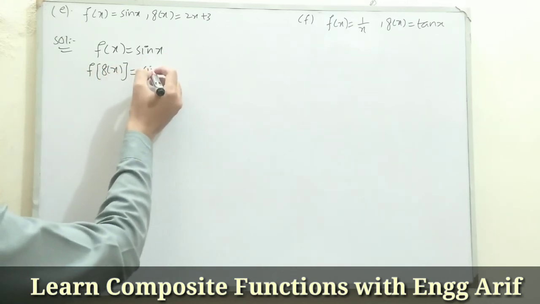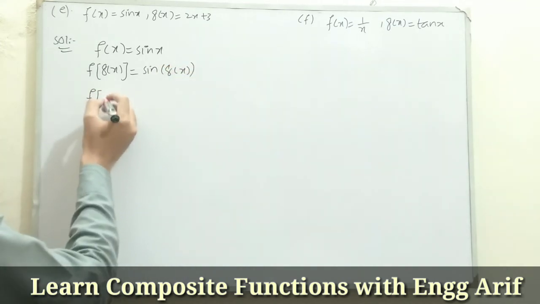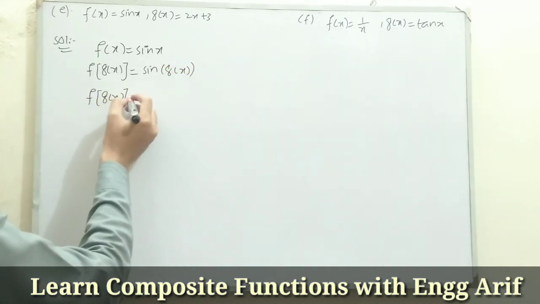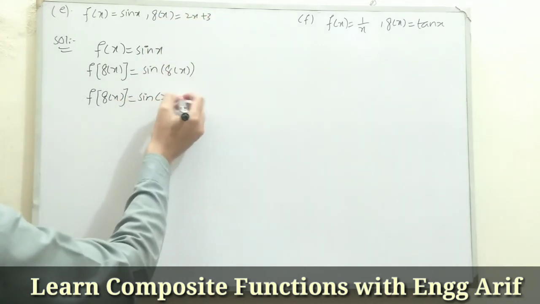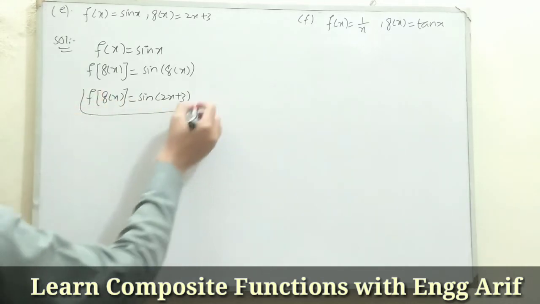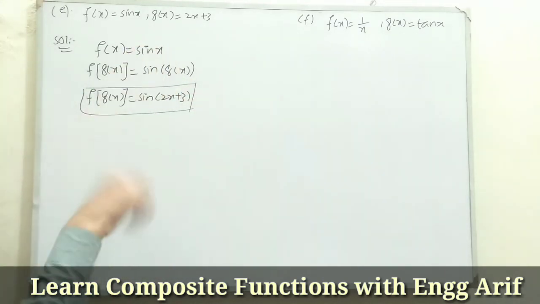replace this x also with g of x. So f of g of x becomes sine of g of x, where g of x is 2x plus 3. So this is the result for f of g of x, which is equal to sine of 2x plus 3. Now after this I am going to find g of f of x.